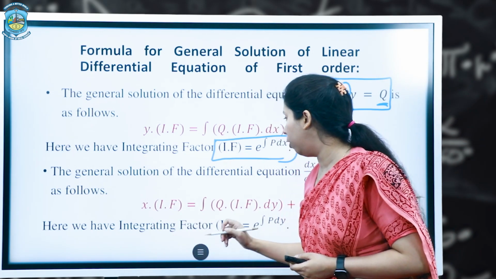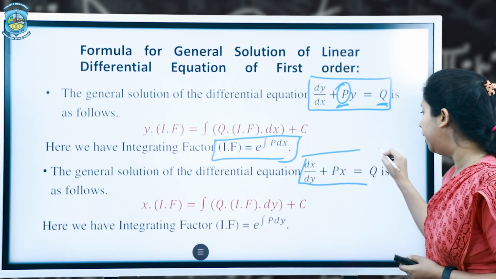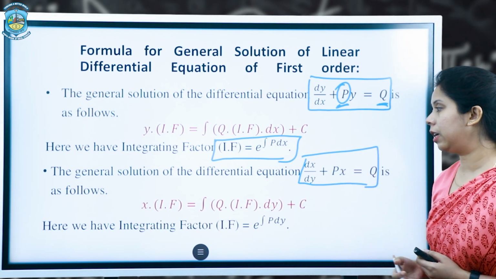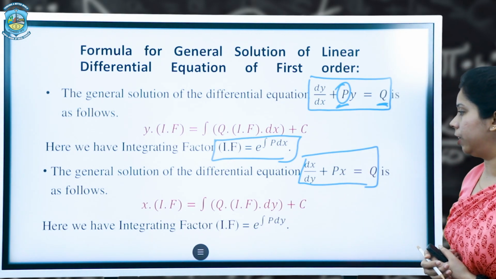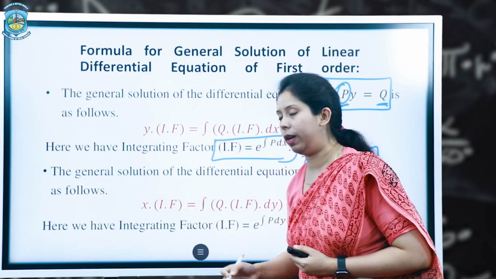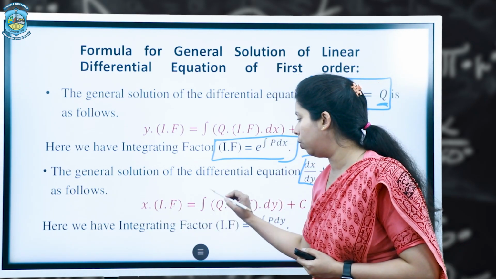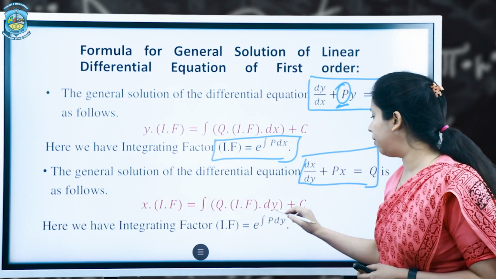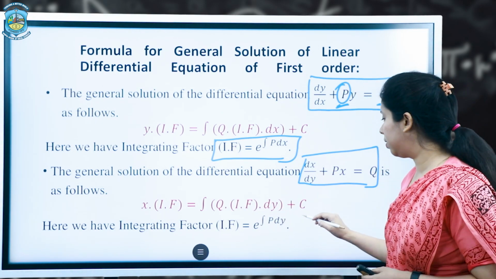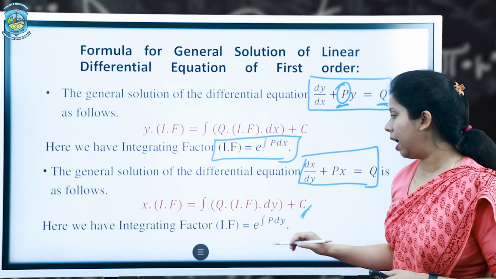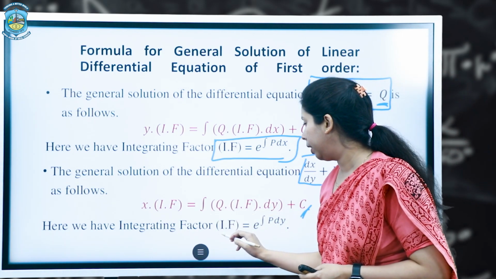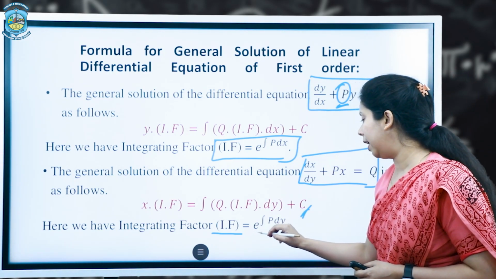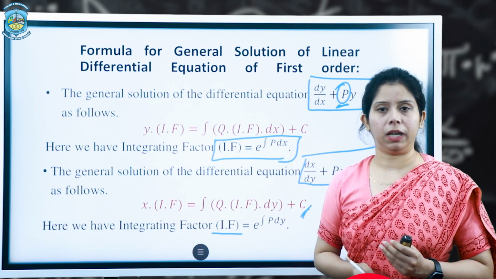Now another form of linear differential equation is dx upon dy plus px is equal to q. So the general solution for this type of differential equation is given by x into integrating factor is equal to the integral of q into integrating factor dy plus c. Here c is the constant of integration, and the value of the integrating factor is calculated with the help of the following formula, that is given by e raised to integral p dy.